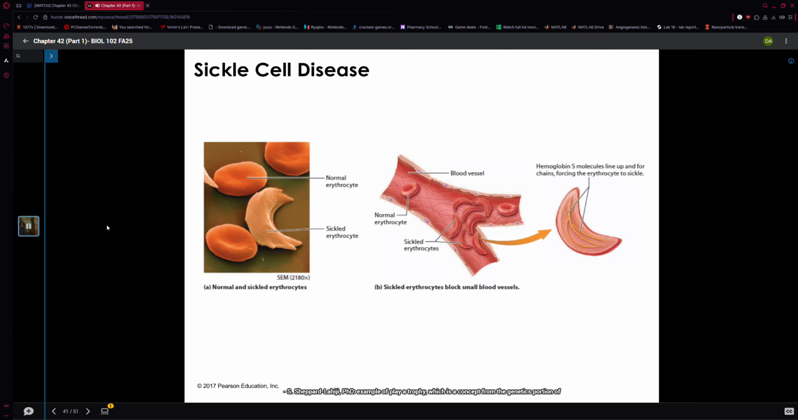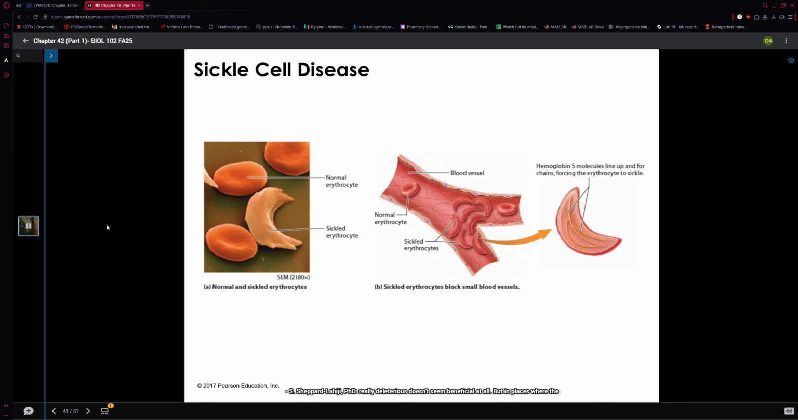And it's also an example of pleiotropy, which is a concept from the genetics portion of the Campbell book. And that very briefly simply means that there are multiple phenotypic effects that arise from a change in a single gene.